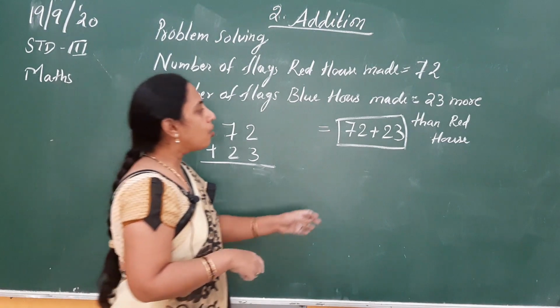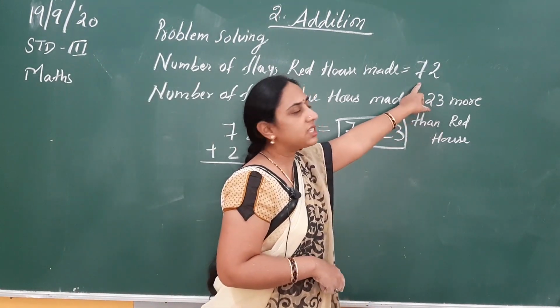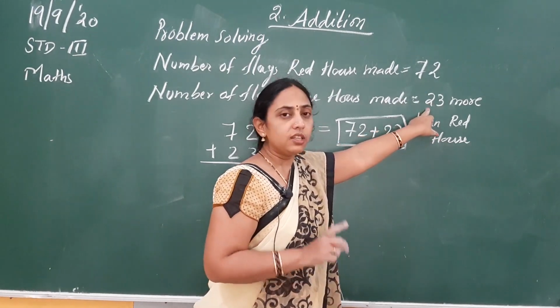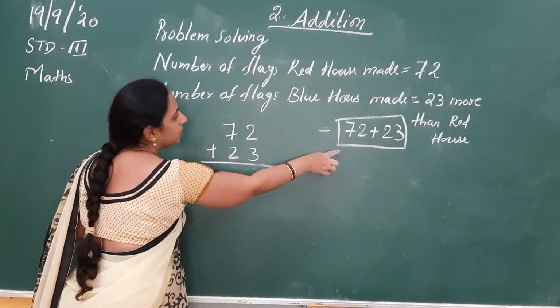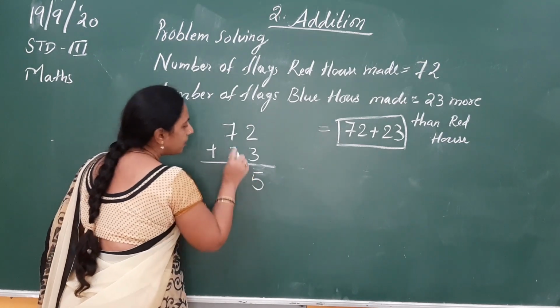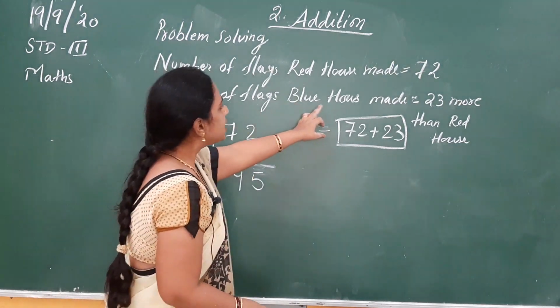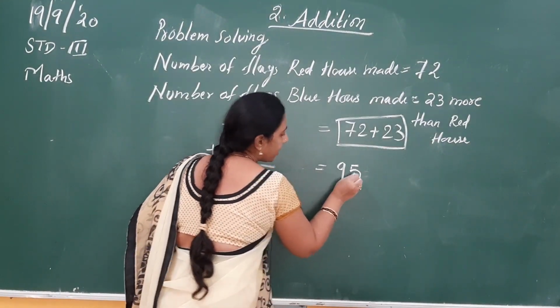okay. Now how much more? 23 more than red house. How much did the red house make? 72 flags. And blue house 23 more than. So we will add these two numbers, right. So it will be 2 plus 3, 5, 7 plus 2, 9, okay. So the number of flags the blue house made is equal to 95.